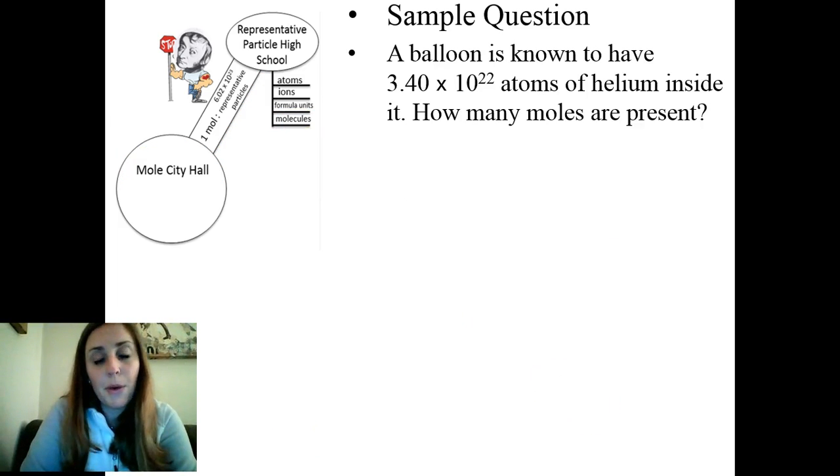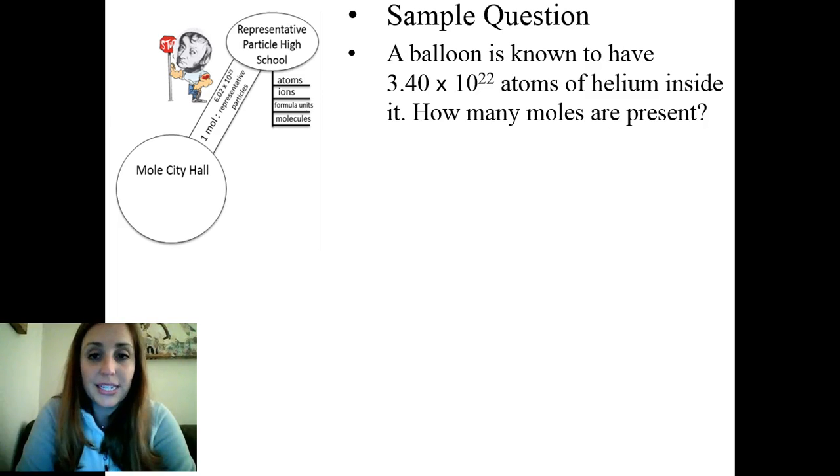Let's do one more sample problem. A balloon is known to have 3.4 times 10 to the 22nd atoms of helium inside it. How many moles are present? So the known is going to be 3.4 times 10 to the 22nd atoms of helium.